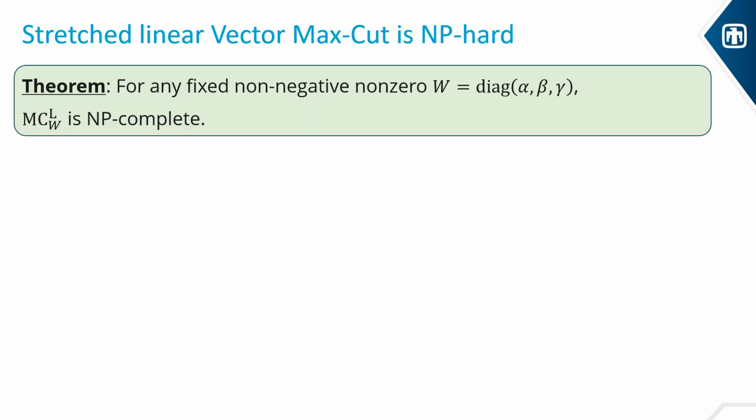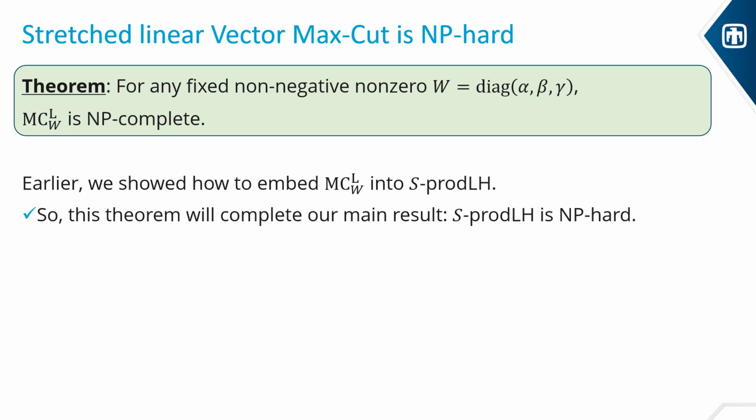And the theorem is that for any fixed non-negative non-zero W, this problem is NP complete. And this turns out to be sufficient for proving that our product state problem is NP complete. In particular, what we can show is that for any set S containing a non-trivial 2-qubit term, there is a corresponding weight matrix W such that stretched linear max cut with W is NP complete.